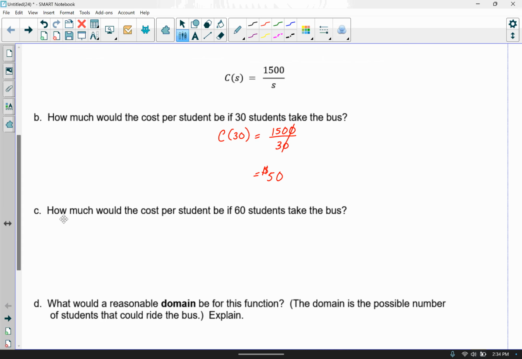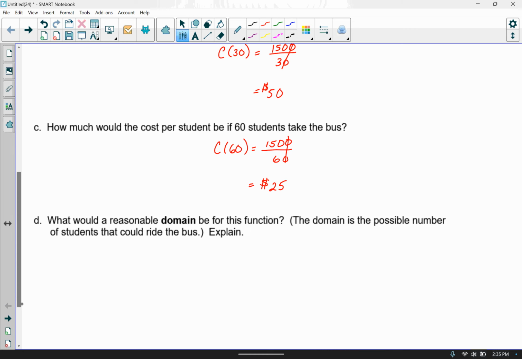In part C, how much would our cost per student be if 60 students were to take the bus? So cost at 60 students would be 1,500 divided by 60. Knock off a zero there, do that division, and you should land here at $25 per student. Okay, so those are just basic values that we can find out from our function.